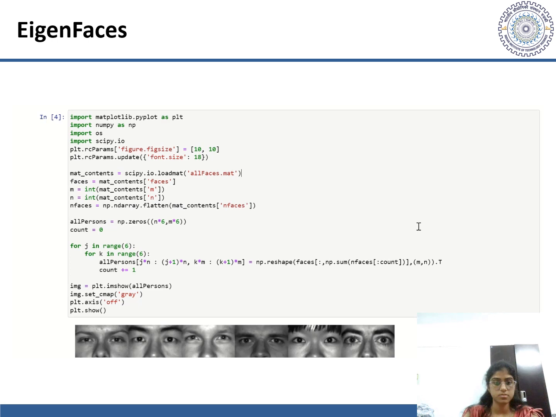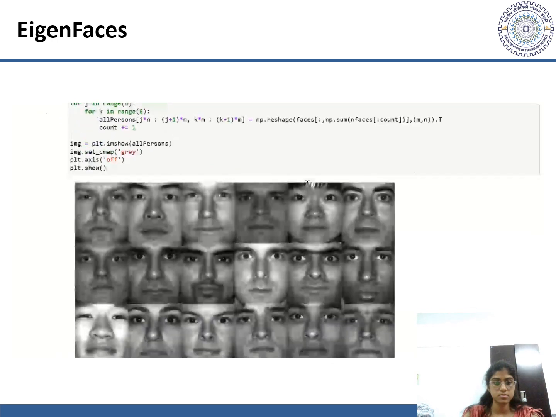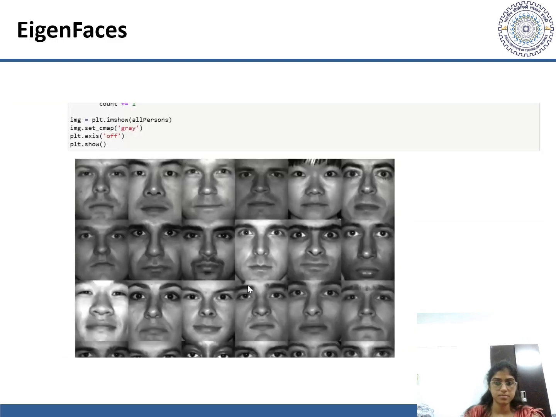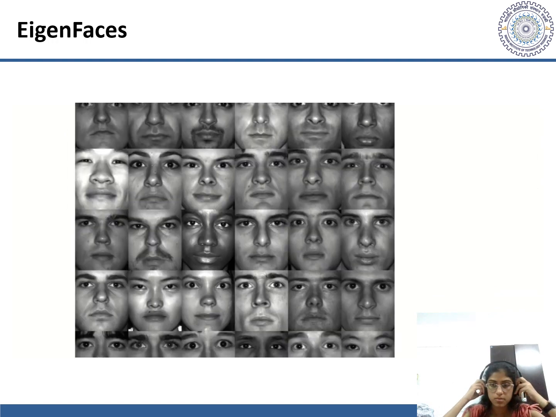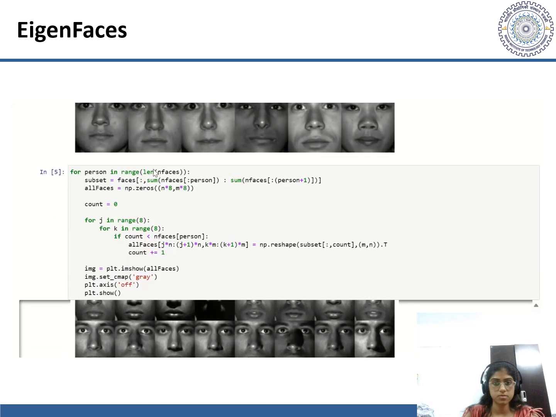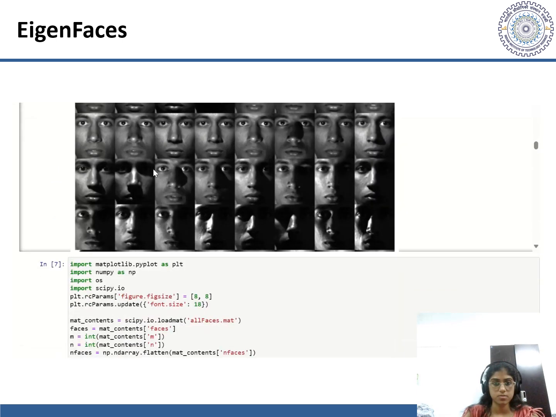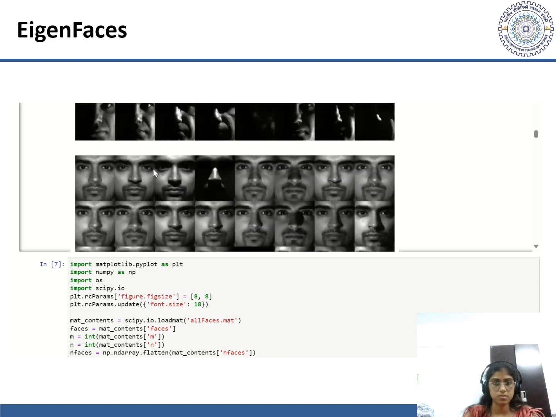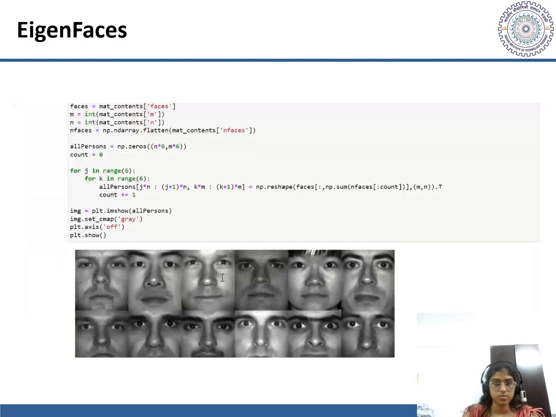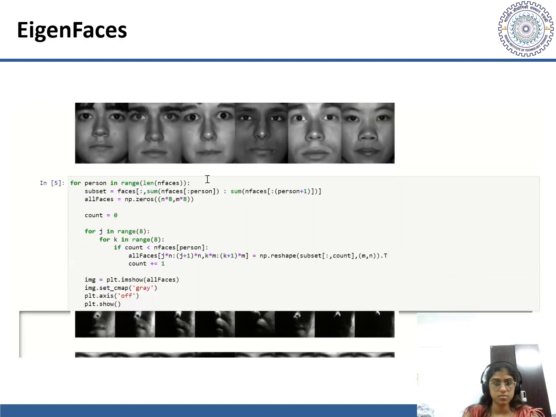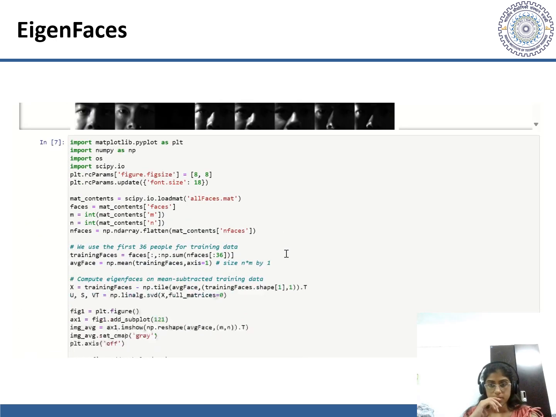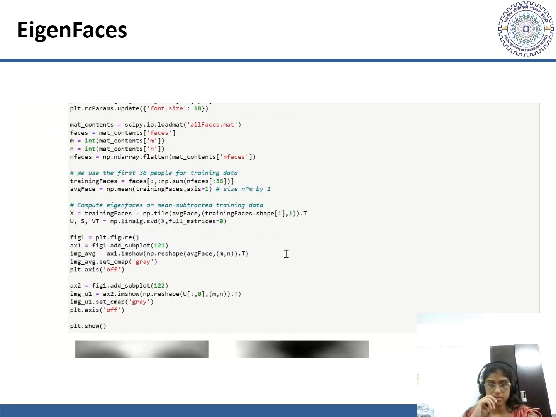Here in the case of the eigenvectors or the eigenfaces, we are first seeing the first 36 people, and next we are seeing the 64 images for each person. Now we'll be transforming each m cross n pixel matrix. These are the 64 images for each of the 38 people. Now I'll be transforming each m cross n into a long column vector and stacking all those columns together.